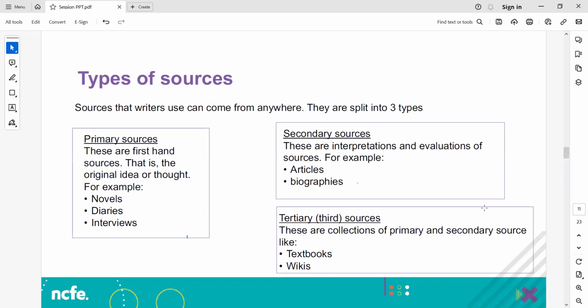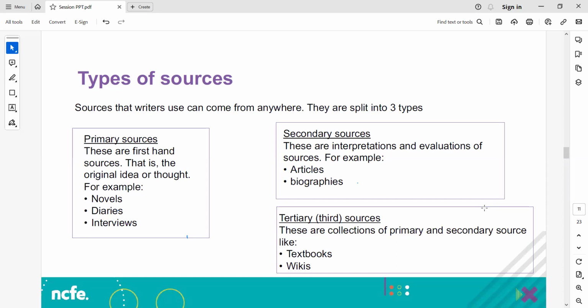Okay. So have you ever used Wikipedia? Have you ever looked up somebody's name on Wikipedia? Hello? The person that asked the question about tertiary sources, have you ever used Wikipedia for anything? Just maybe one time only. Okay. So just as an example, if you went on Wikipedia, that would be a tertiary source.